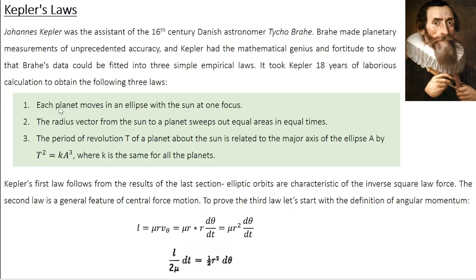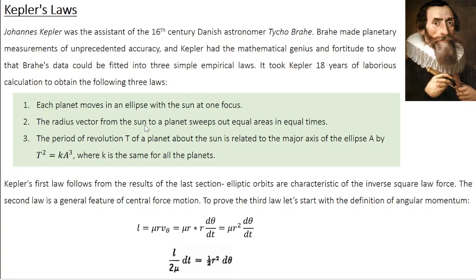Kepler's first law says that each planet moves in an ellipse with the sun at one focus. So this is something we have discussed in the last section. This is a consequence of motion in an inverse square law force, right? Because in that case you have a potential energy having the general expression minus C by r, and if you write down the energy equation, you will find that the total energy is negative, and consequently the orbit corresponds to an ellipse.